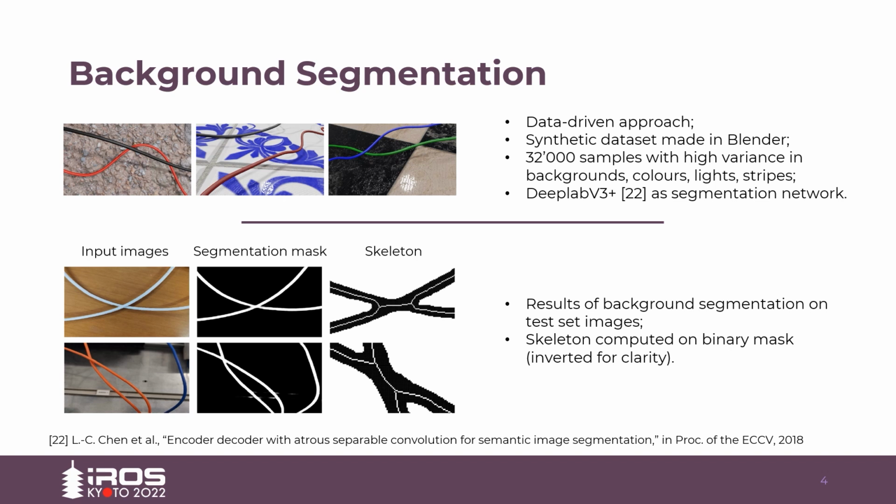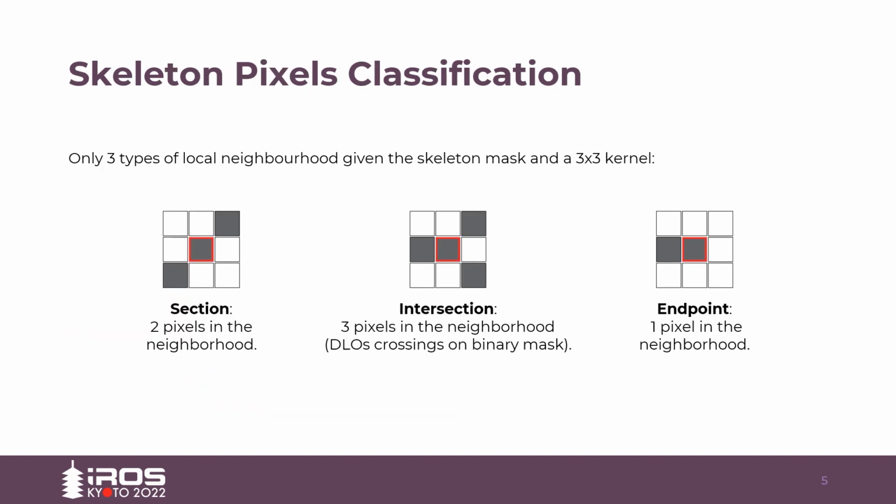On the obtained binary mask, a skeletonization approach is performed as shown in the example images. Each pixel of the skeleton is classified in one of these three classes. Indeed, if we slide a 3 by 3 kernel on a target pixel, we can end up only with 1, 2, or 3 other skeleton pixels locally. This is a result of the skeleton structure being connected, but only 1 pixel thick.